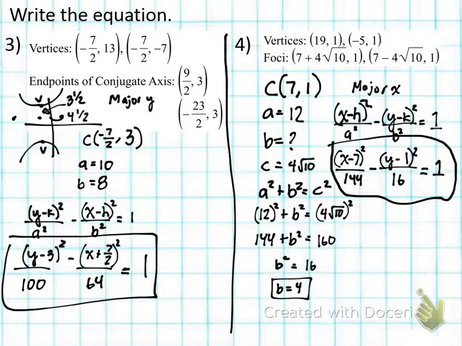Yeah, you guys are all quiet, so good? Yeah. Yep. How did you get A again? A is the distance from the center to a vertex, so I focused on just the center and the vertices. 1 is a common point, right? Because that's the common axis, 1. So how far is 7 from 19? 12. Makes sense? Yeah. Okay.